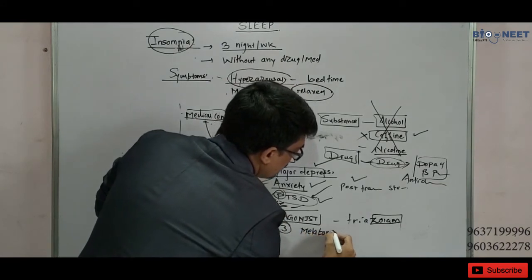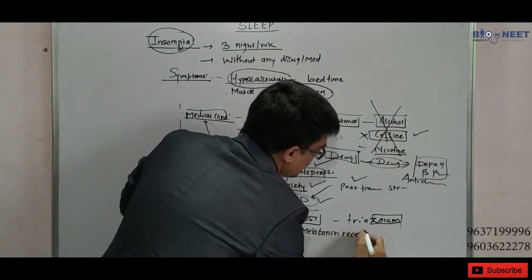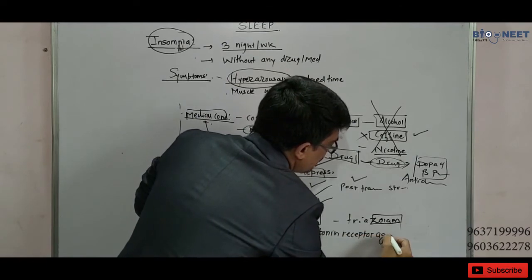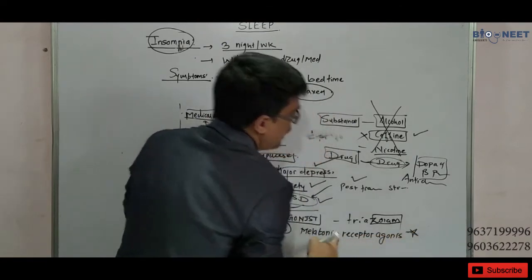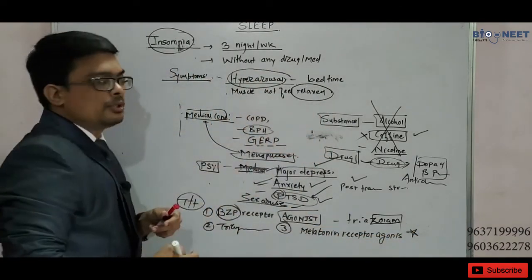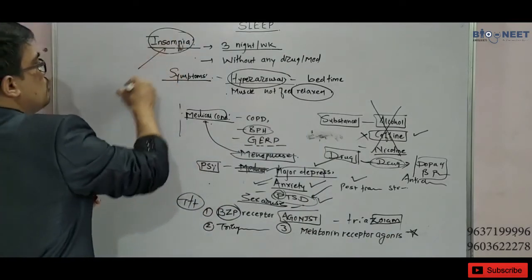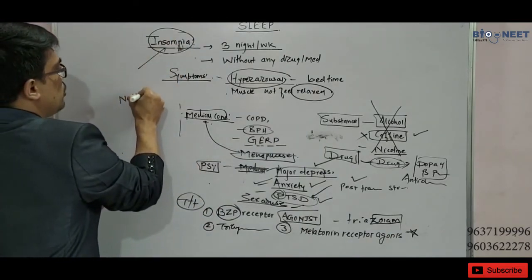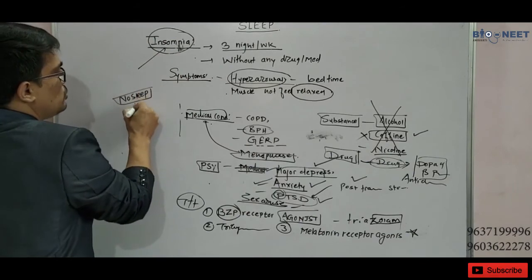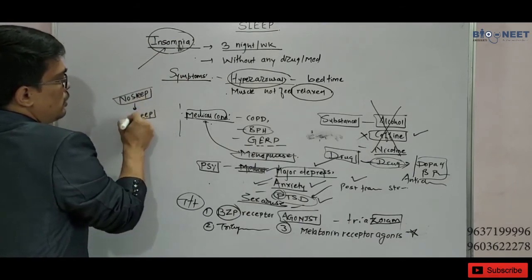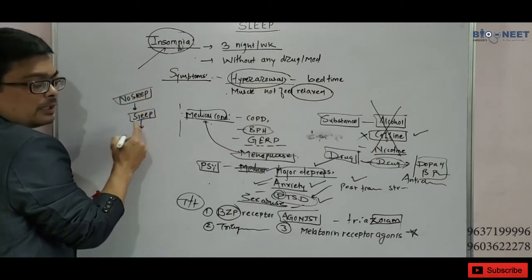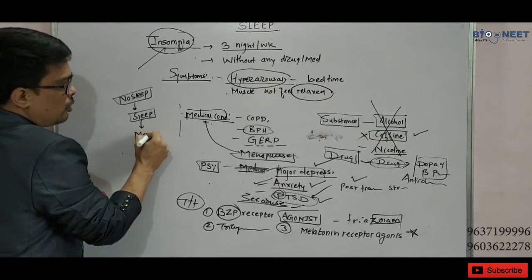Melatonin receptor agonist drug. Why do you want to use the melatonin receptor agonist drug? Because of insomnia, no sleep or less sleep. If you want to sleep, what happens? Which hormone should be there? The darkness hormone, melatonin, should be there.